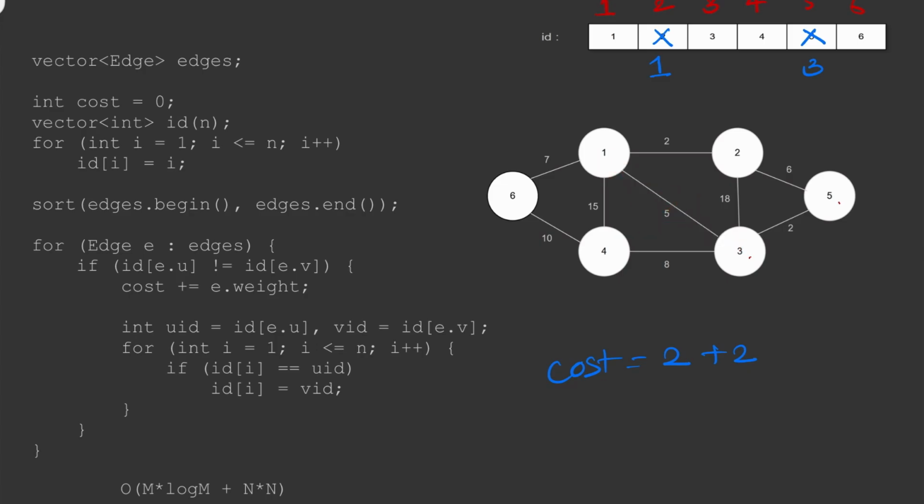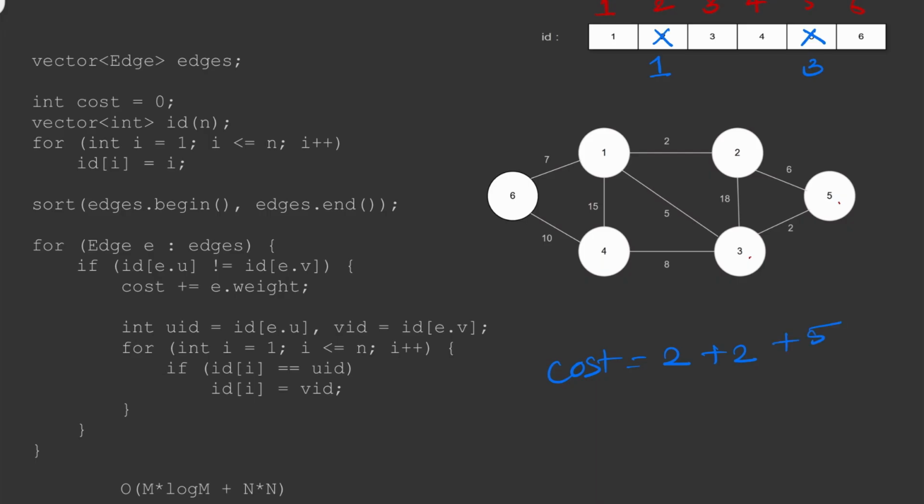Then the next edge connects 1 to 3, and it has a weight of 5. 1 and 3 belong to two different subtrees, right? They have different IDs. See, the ID is what we use to identify which subtree they belong to. Initially, they all belong to their own subtree, which means they are all isolated. Now, nodes 1 and 3 reside in different subtrees because they have different IDs. So we will merge them, and the cost will be increased by 5.